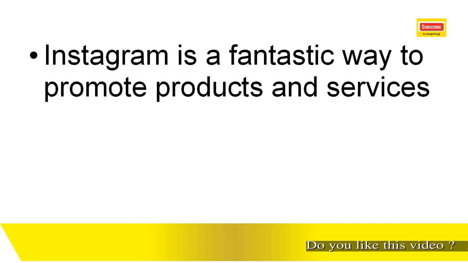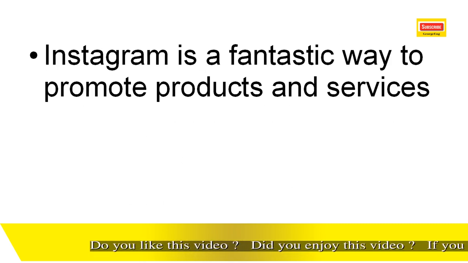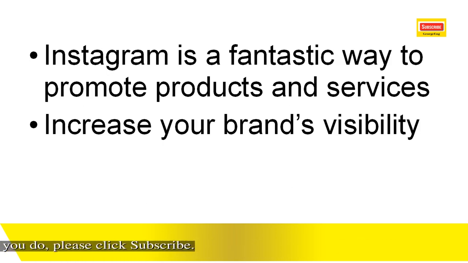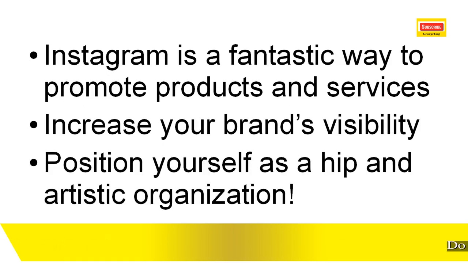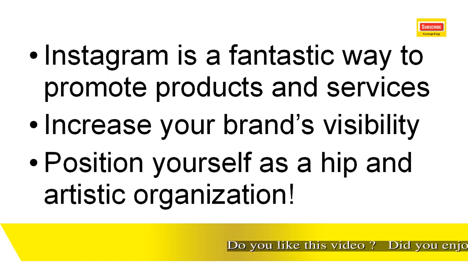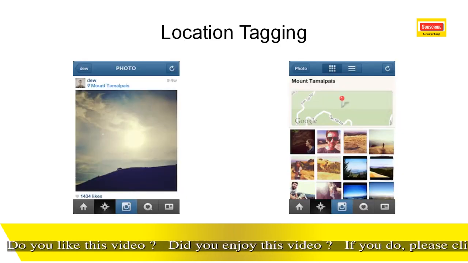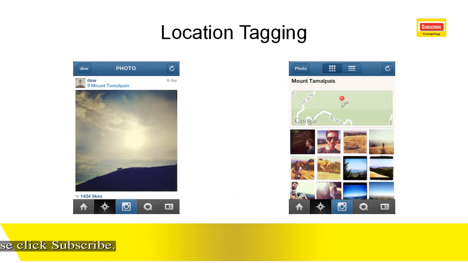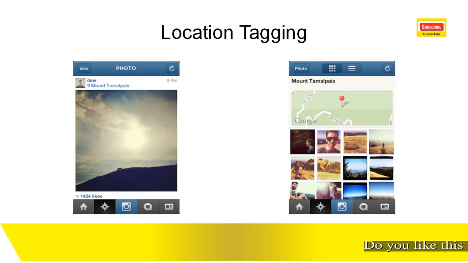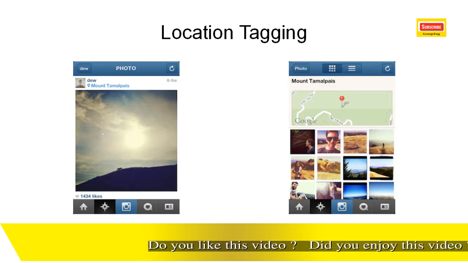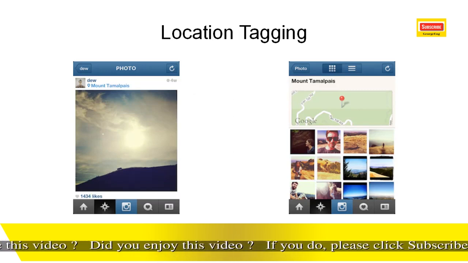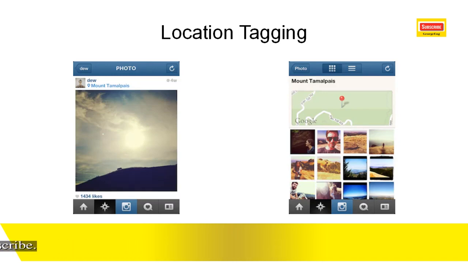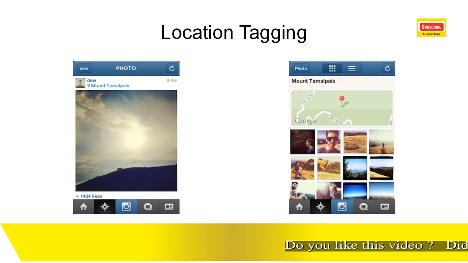Now, Instagram is a fantastic way to promote products and services. You can use it to increase your brand's visibility. And of course, you can position yourself as a hip and artistic organization. Another thing that you can do using Instagram is location tagging. You can take a photo and then you can log the location where that photograph was taken, so that people can find it and they can go to the exact same spot.